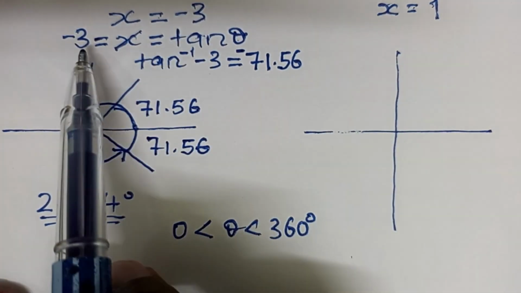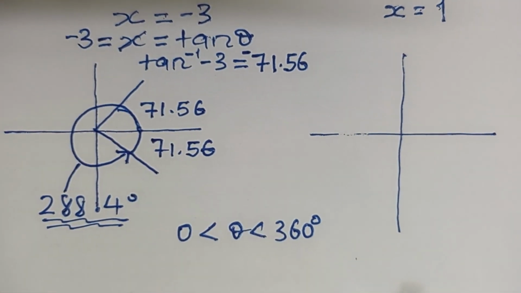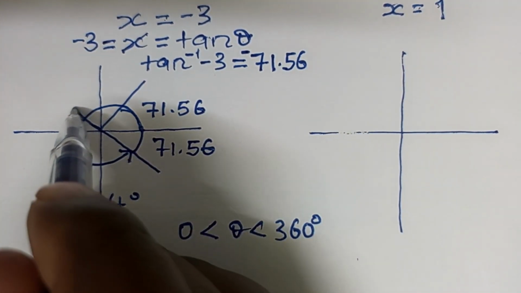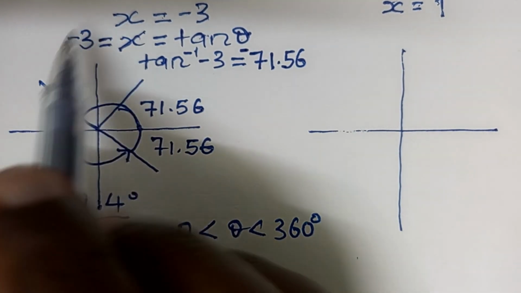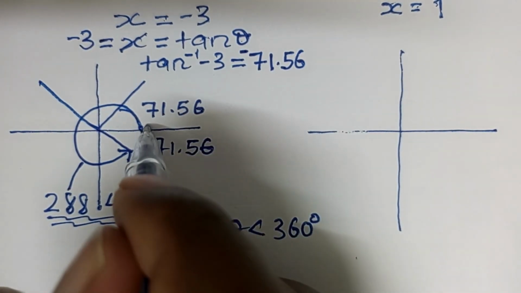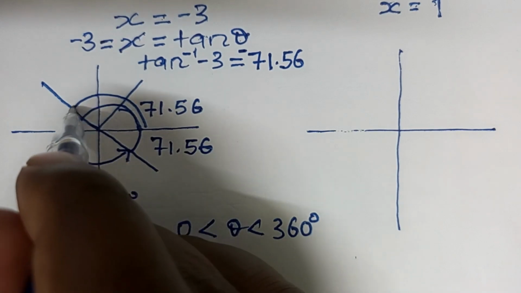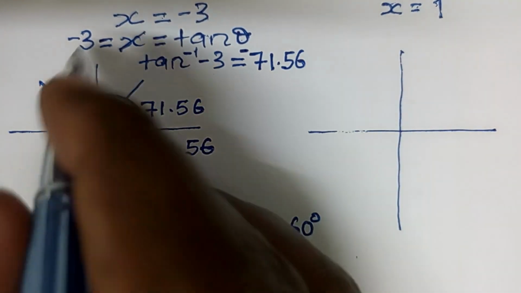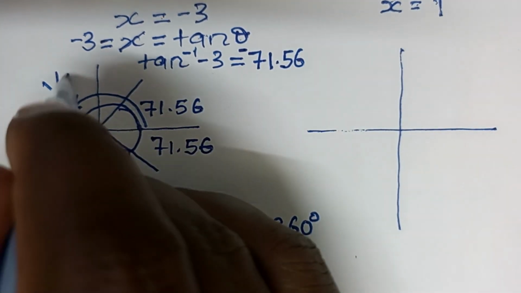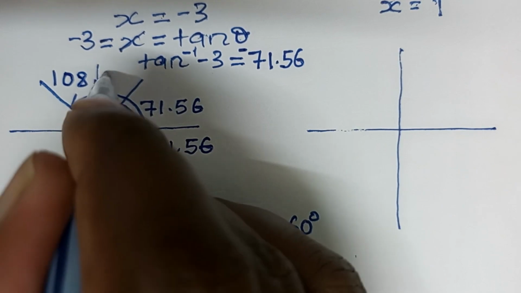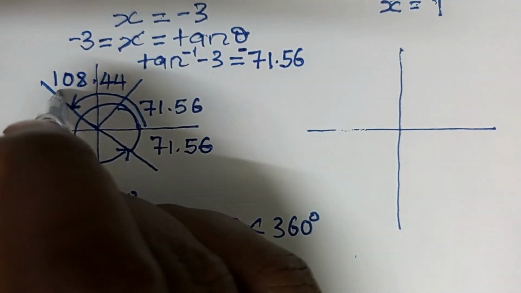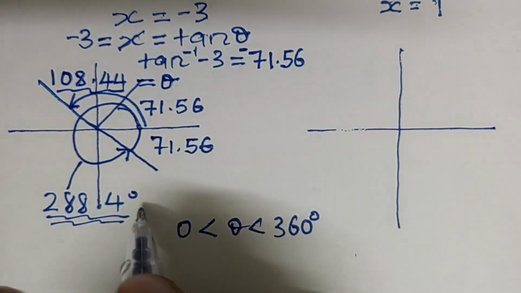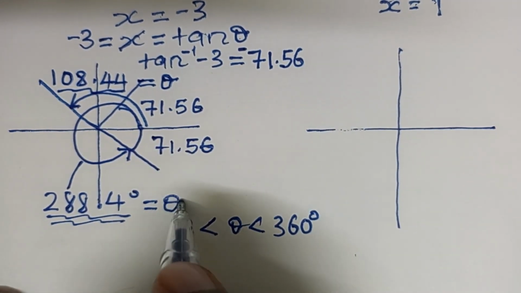That is when we take x as negative 3. And now guys, we still have another solution. And now this other one goes through this, because as you know, on this side the tan is also negative. So this one will come now from here up to there, where we say 180 minus 71.56. This one now gives us 108.44. So guys, this is also another solution for theta.